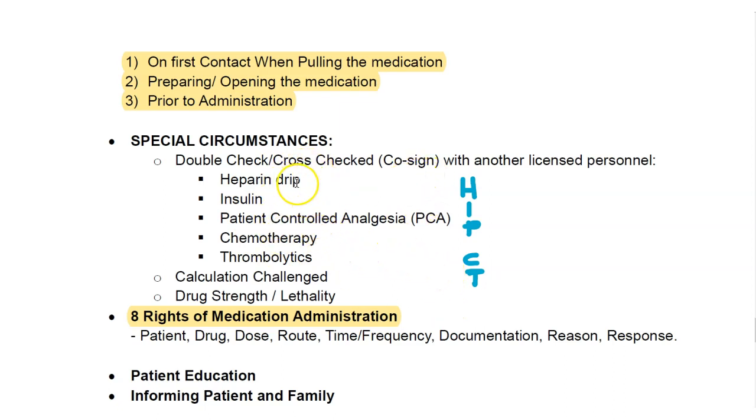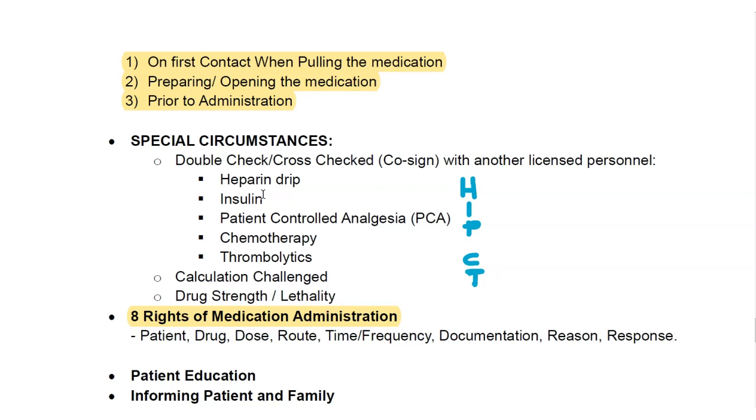Heparin drip is an IV continuous form of heparin, which is an anticoagulant, so it can cause severe bleeding or hemorrhage, right? Insulin, now insulin sub-Q, nowadays we don't really double check, but if it's going to be given IV, it needs to be double checked.